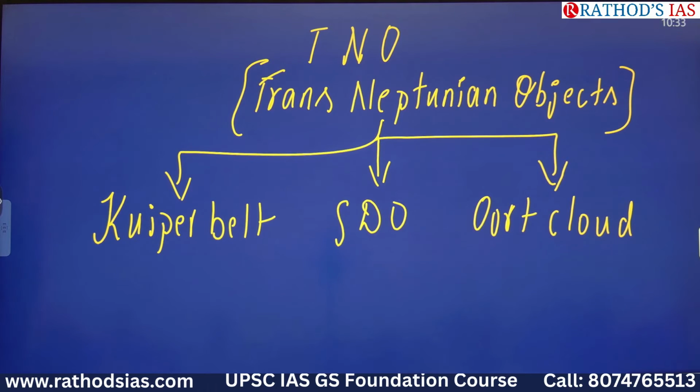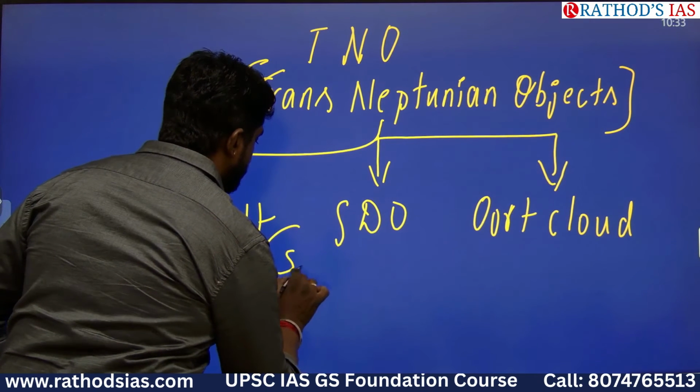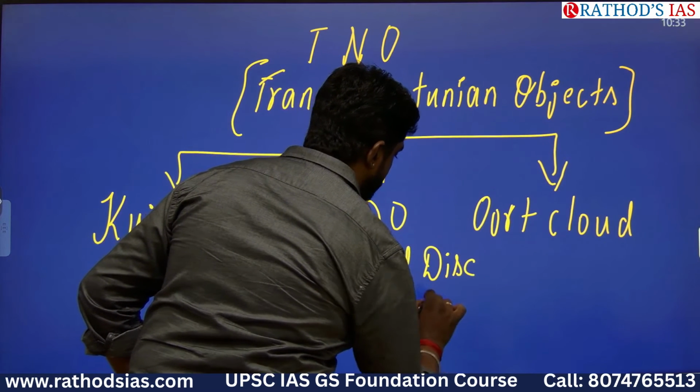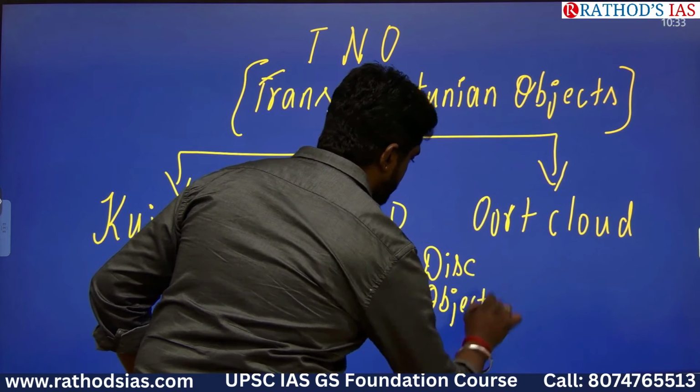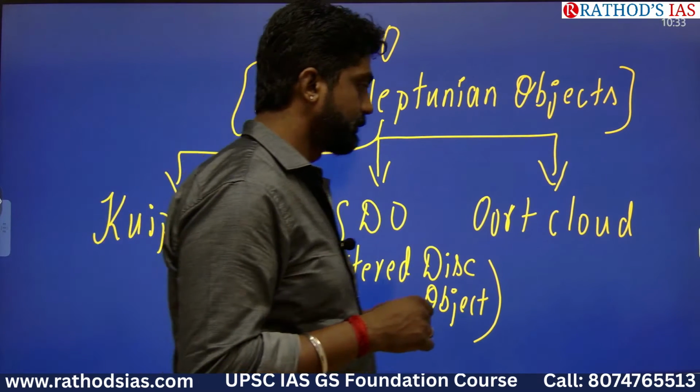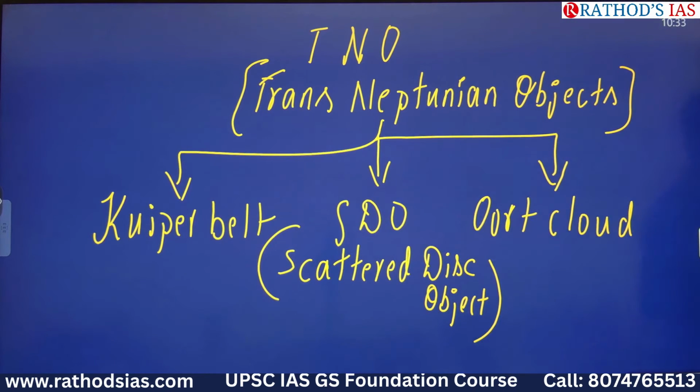SDO means scattered disk object. As the name itself tells, as you go farther and farther from the Sun, obviously gravity reduces, na? And because of Neptune also, a few objects are scattered here and there. That's called scattered disk object. Okay, we'll go in detail now.